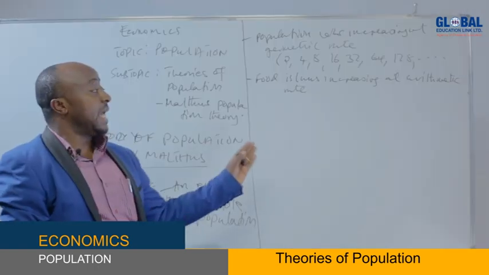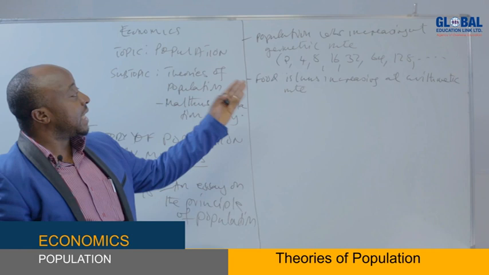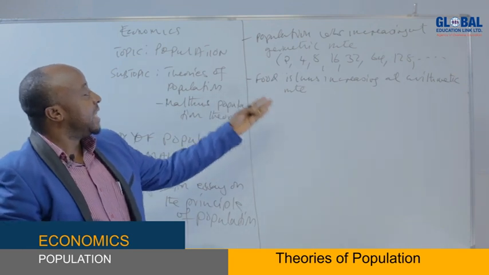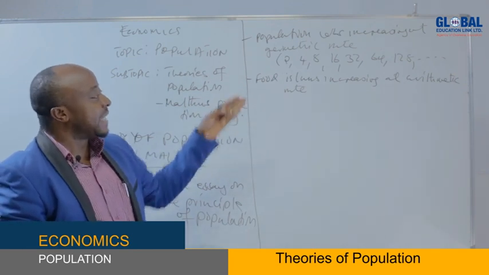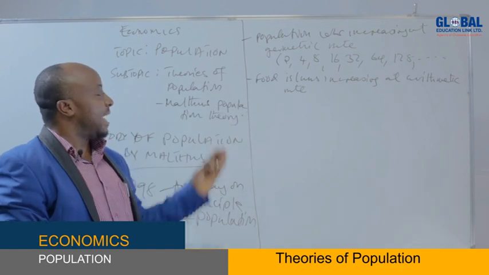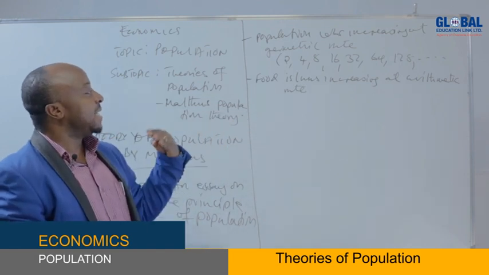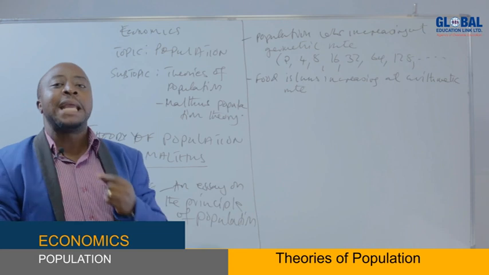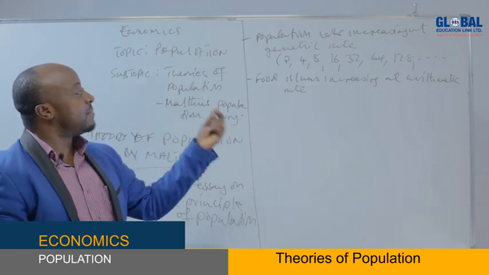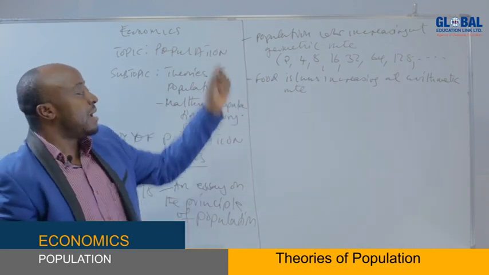So according to him again, while population was increasing at geometric rate, food is increasing at arithmetic rate. Arithmetic rate means it is increasing slowly by addition. So arithmetic rate is by addition, while geometric rate is by multiplication.